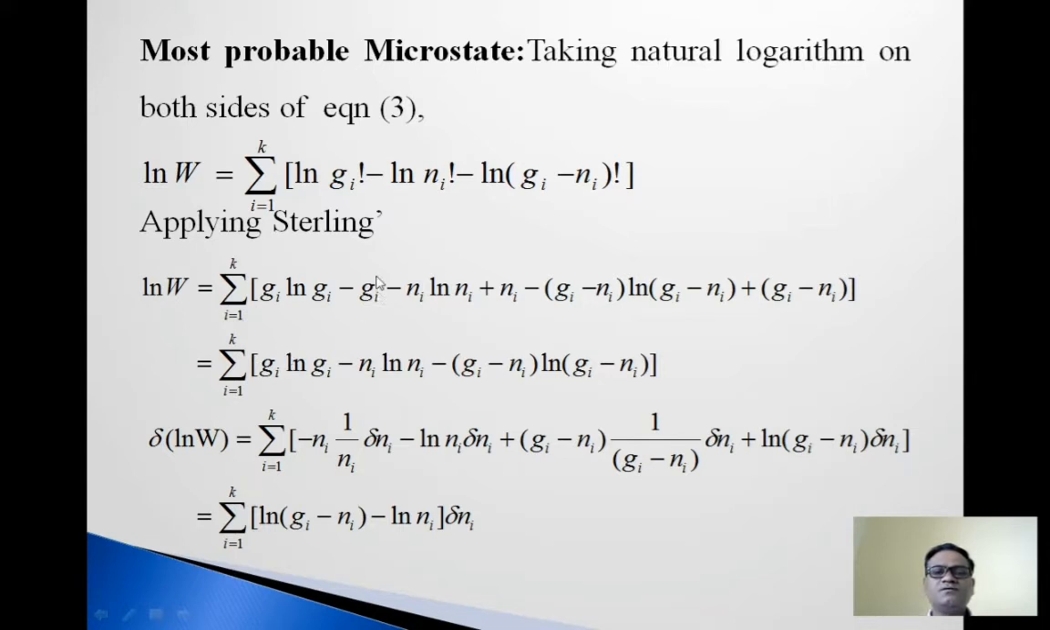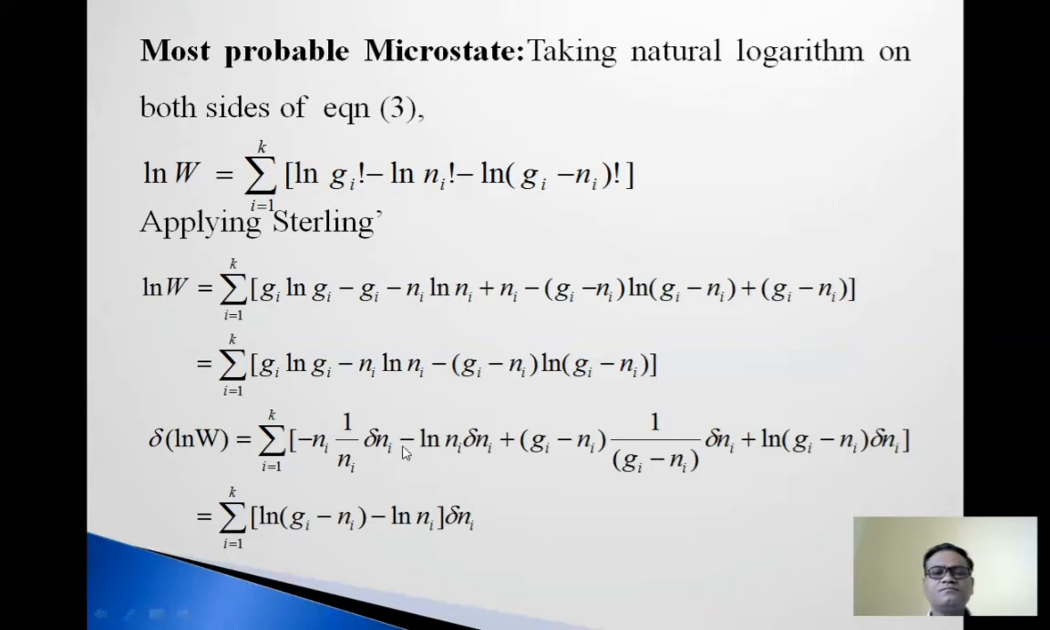So here the Gi will get cancelled, and again the Ni will get cancelled. So what is remaining? Log W is equal to summation i from 1 to k, Gi log Gi minus Ni log Ni minus Gi minus Ni log Gi minus Ni. So differentiating this, delta log W is equal to summation i from 1 to k. The differential of this term is zero because it is constant. So take the differential of the next term, minus Ni. This Gi is constant, and the differential of log Ni is 1 upon Ni delta Ni.